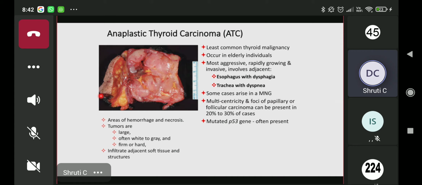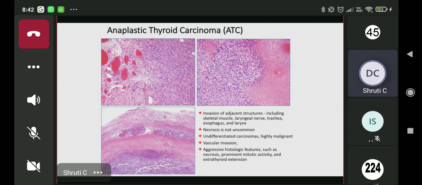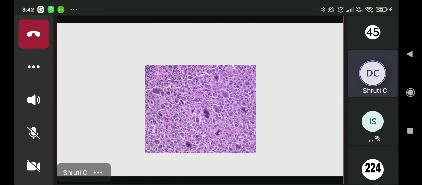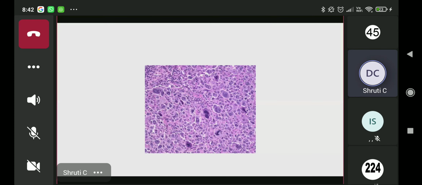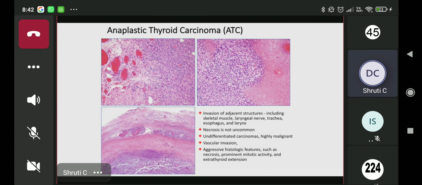And this is the microscopic picture. You can see the nuclear features. The cells are highly malignant, and it can invade the adjacent structures. Like in this picture, you can see there are large areas of necrosis as well, and here vascular necrosis is there. Okay, so this concludes the first section.